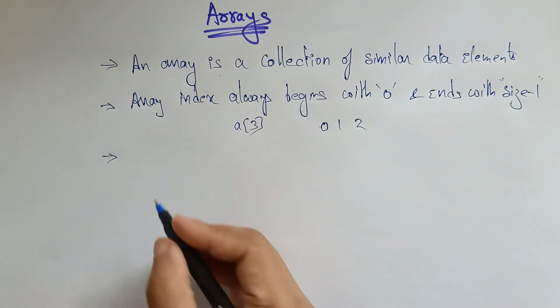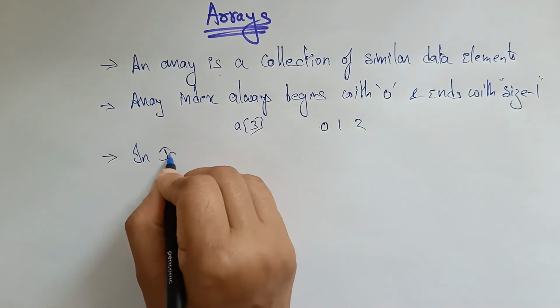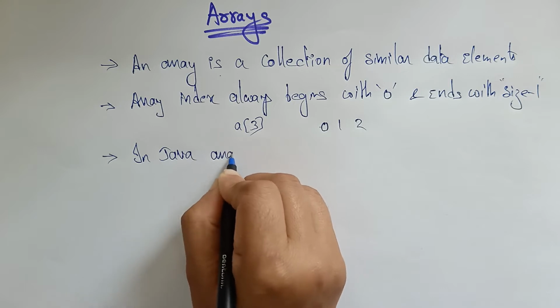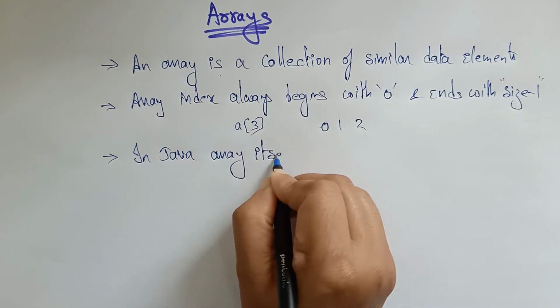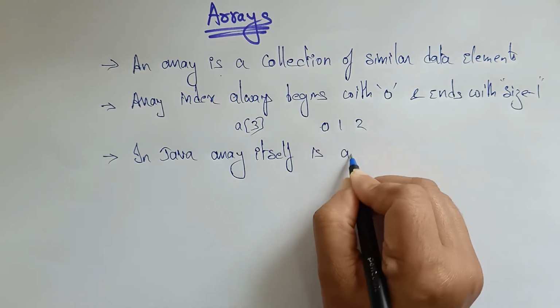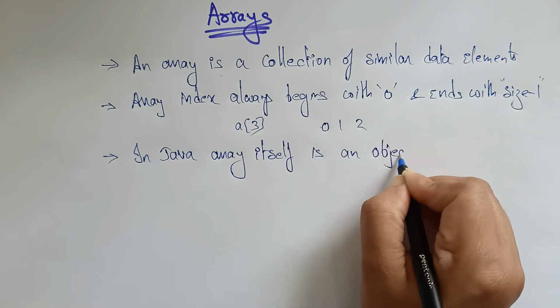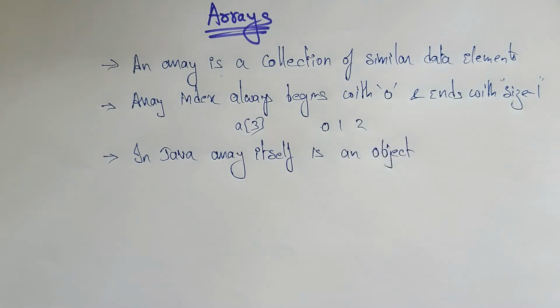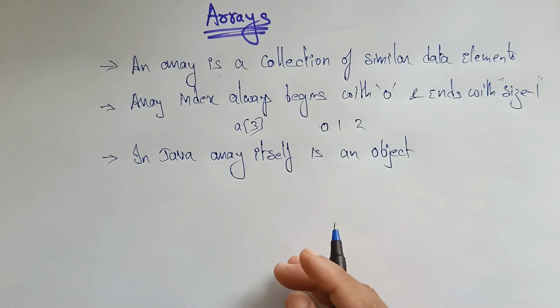So now in Java, the array itself is an object. So in Java, we call the array itself an object. Okay, what is an object? I already explained, an object is an instance of a class. So an array is an object, and it is also an instance of a class.